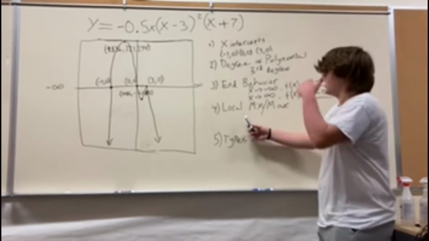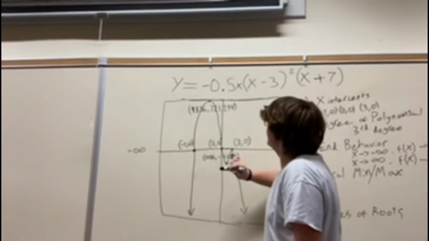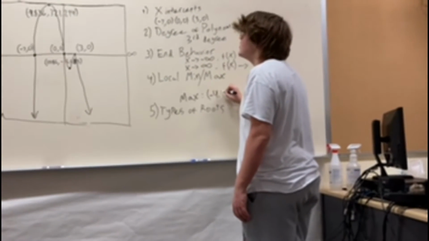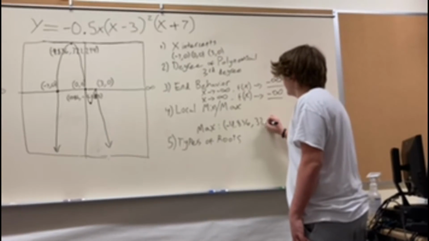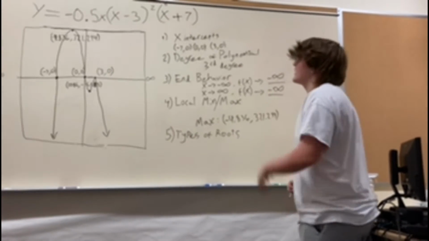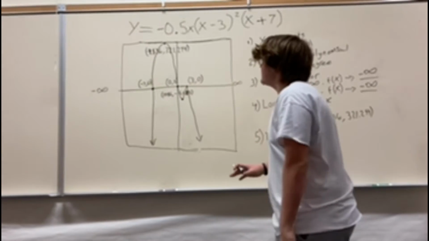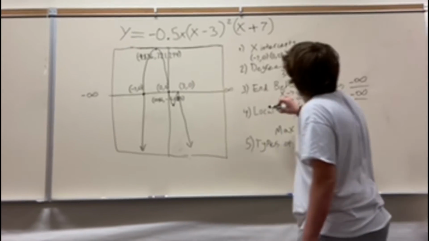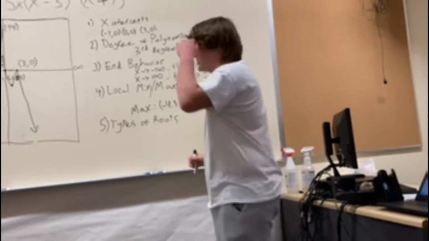And now, number 4, our local minimum and maximum. Here we see a surge up here, and the maximum of this is going to be x = -4.836, and then our y is 321.294. And now our second maximum is the second surge in our graph, which is right here, and it just so happens that we already have it labeled for us in our x-intercept, 3, 0. Those are our two maximums.